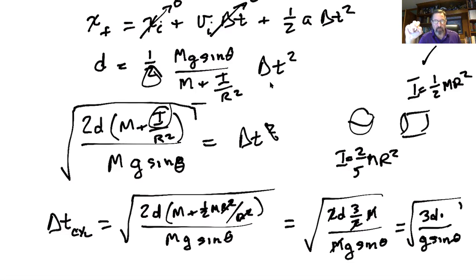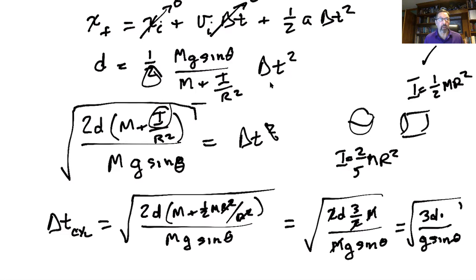Wouldn't you have expected that the time it takes to get to the bottom of the inclined plane depended on what the mass of the object was, what the radius of the object was? I would have expected that. I'm amazingly surprised right now that in the previous step, those two things canceled. The only thing that matters is what the angle is.